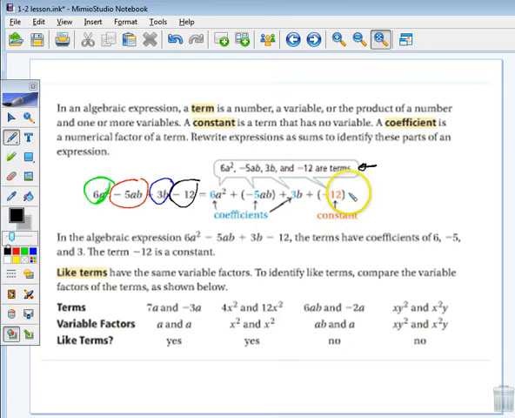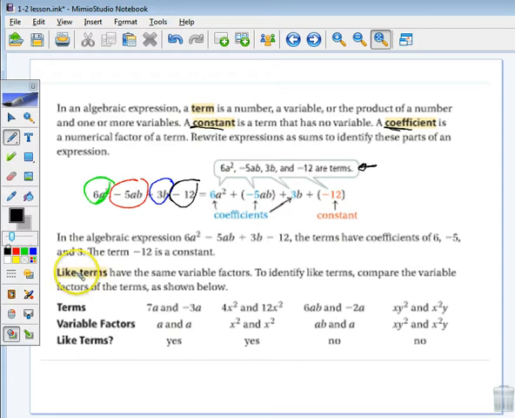Now, whenever there is no variable attached to a number, that is called a constant. So here negative 12 will be your constant, and any number that is in front of a variable is called the coefficient. So here we can see 6 is a coefficient, negative 5 will be a coefficient, and 3 will be a coefficient.